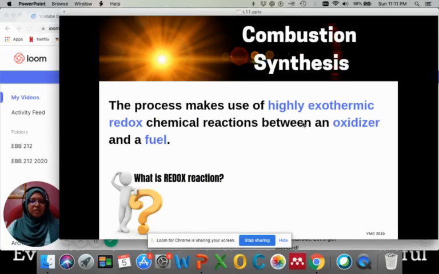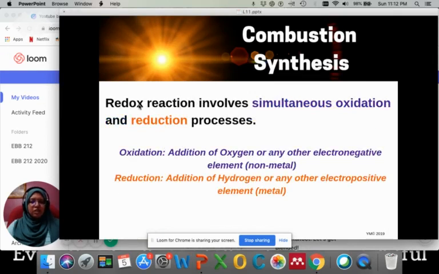Combustion synthesis is a highly exothermic redox reaction between an oxidizer and fuel. A redox reaction involves simultaneous oxidation and reduction processes.